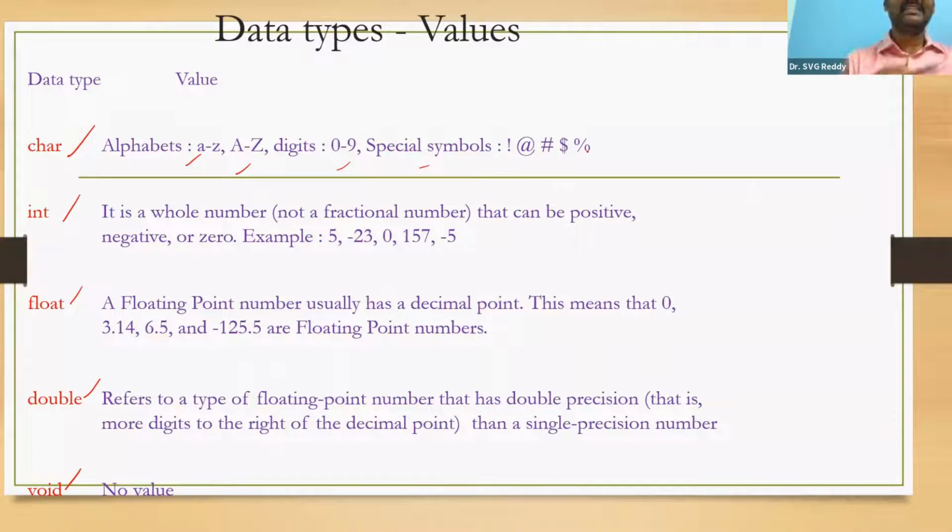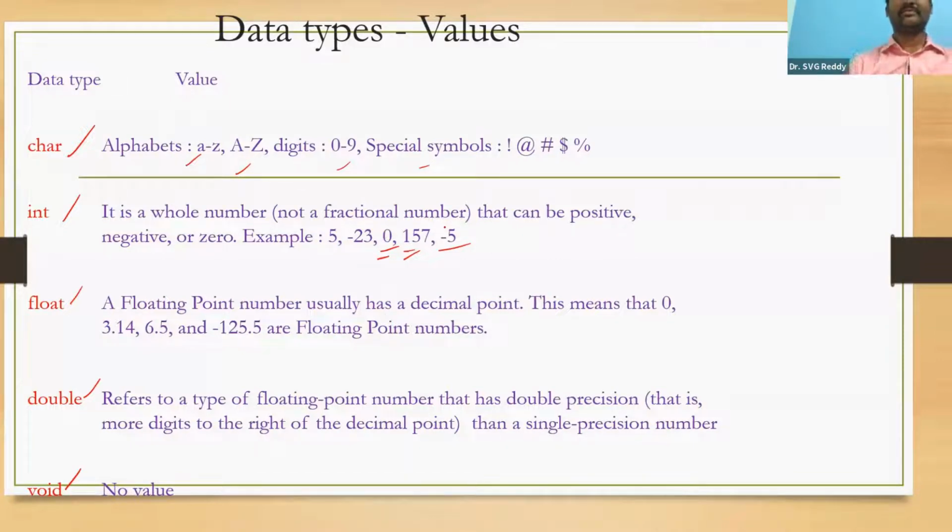Now integer. Integer means a whole number, starting with 0, which can be positive or negative, and which includes 0 also. You can see that, it includes 0 also. You can have a negative number, you can have a positive number also. So -5 and 157, the whole numbers.